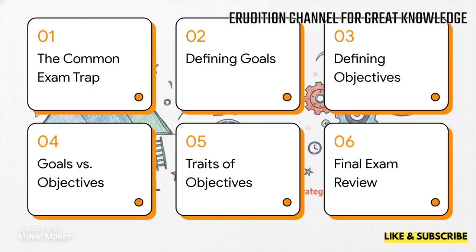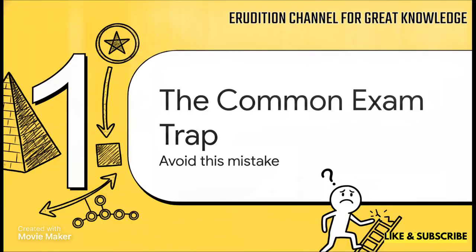All right, here's our roadmap for today. We'll look at the common exam trap, define organizational goals, and then define strategic objectives. After that, we'll put them head-to-head, break down the traits of effective objectives, and finish up with a quick exam review. Section 1. The common exam trap.